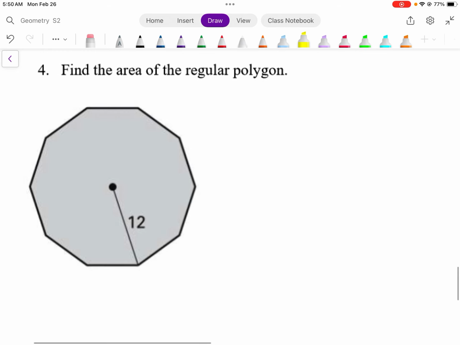All right, and then the last thing we went over was area of regular polygons. And the area formula for regular polygons is 1/2 the apothem times the perimeter.